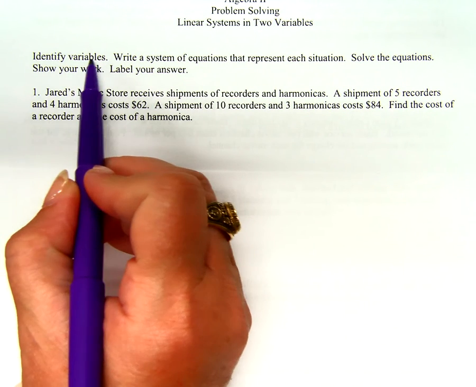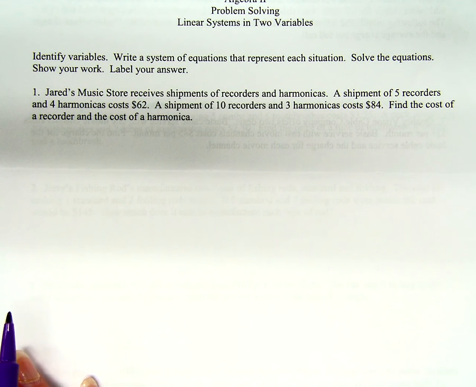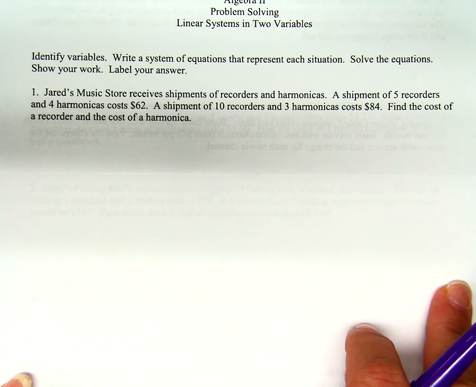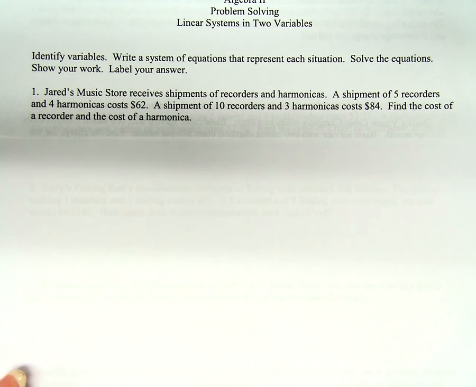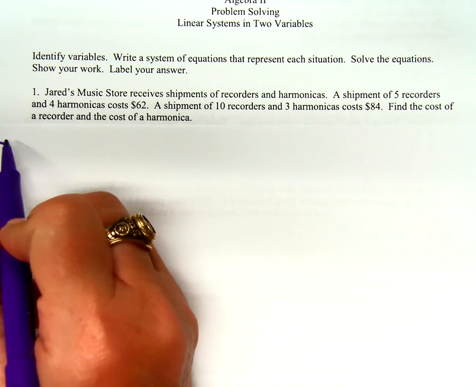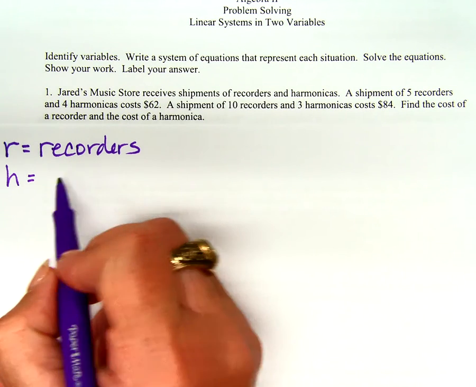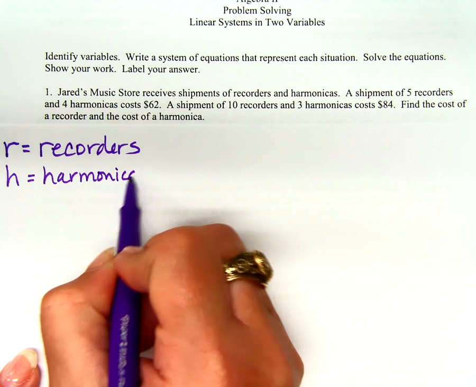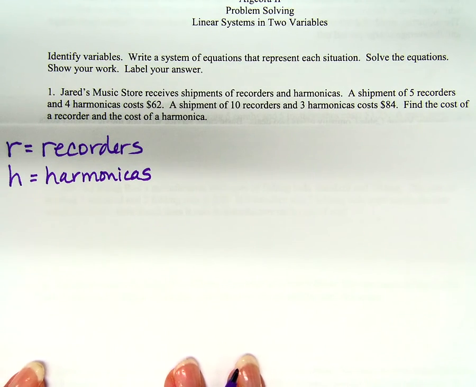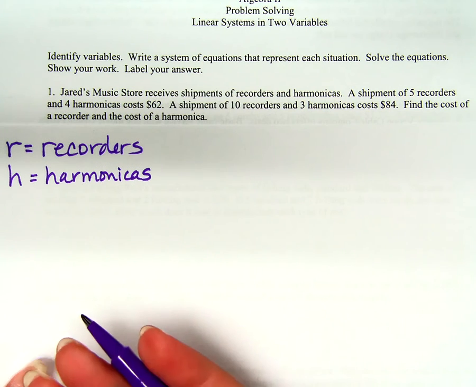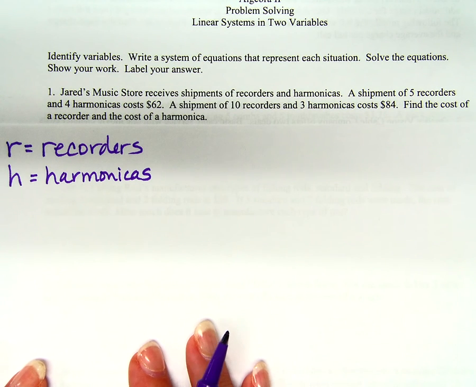First instructions say identify variables. What variables do we have in this problem? Recorders and harmonicas, right? Now, some of you will want to use X and Y because that's what you've always used. Others of you will want to use something called meaningful variables because R means something in this problem, and H means something in this problem. Does that make sense? If you would prefer to use X and Y, respectfully, I don't care. Use it. But you have to identify the variables so either you or your reader knows what variables mean what. Does that make sense? Okay.